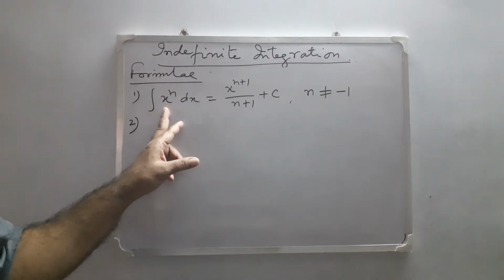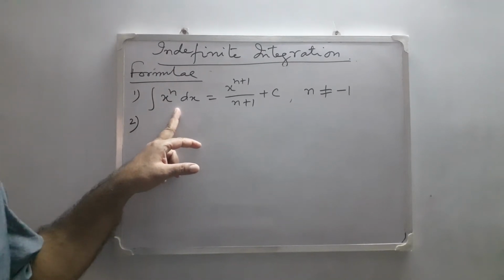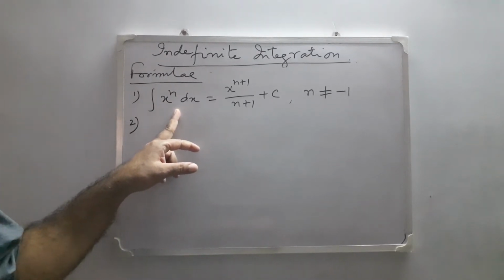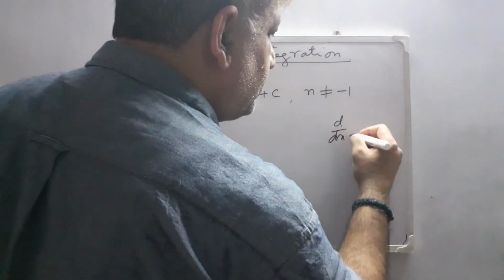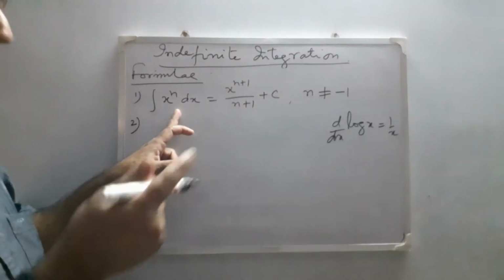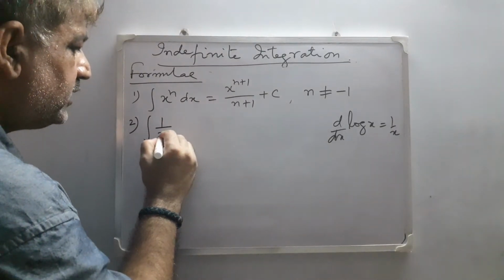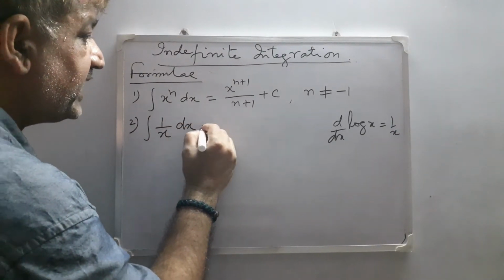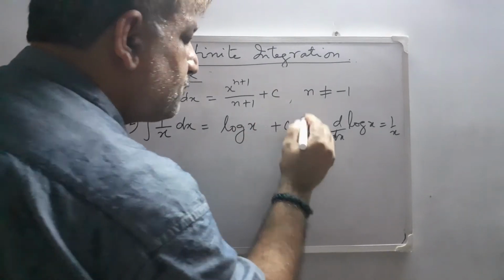Now, if you want to integrate 1 by x, try to remember whose differentiation is 1 by x. You know, d/dx of log x is 1 by x. And that's why, if n is equal to minus 1, it becomes integral 1 by x dx, and we write its integration as log x plus c.